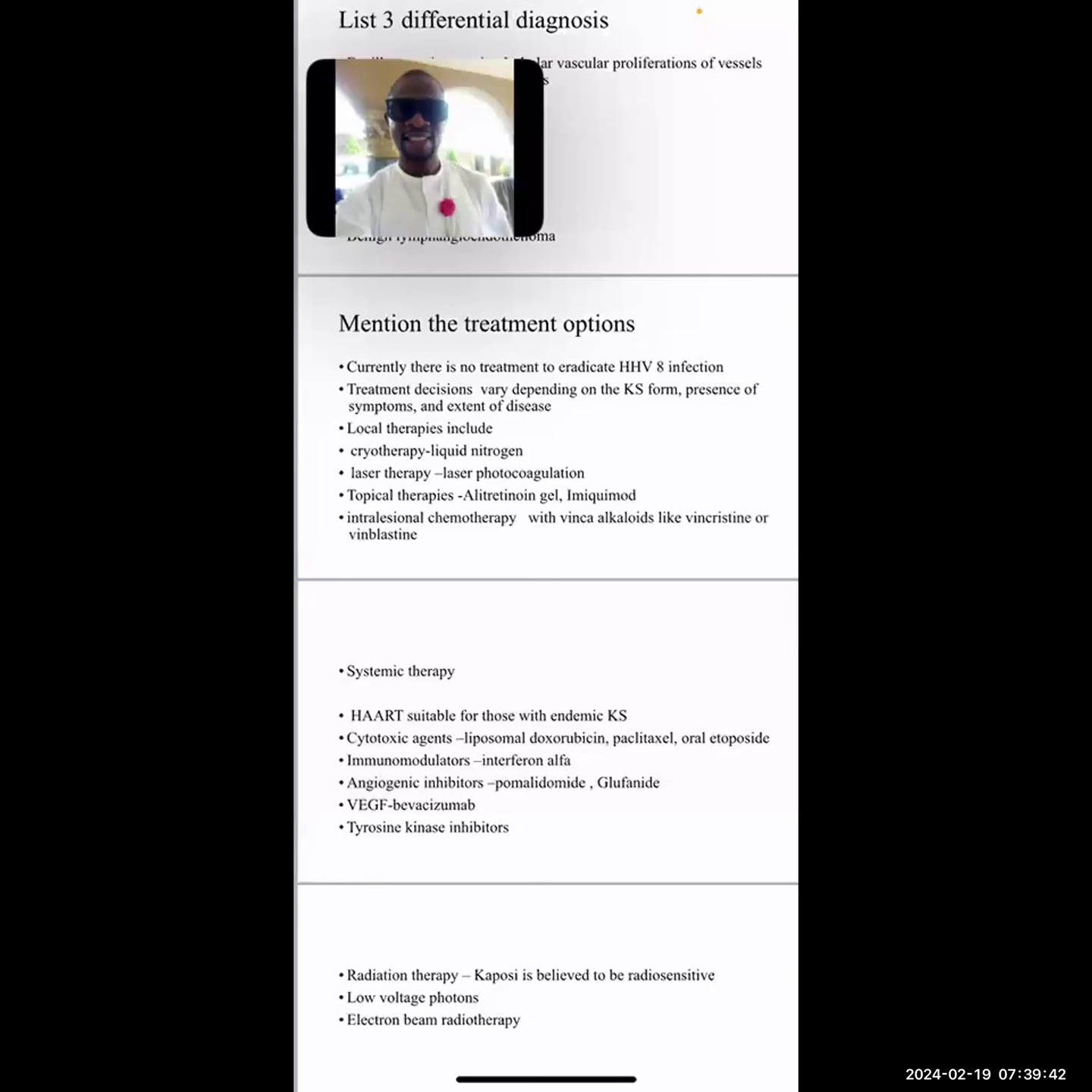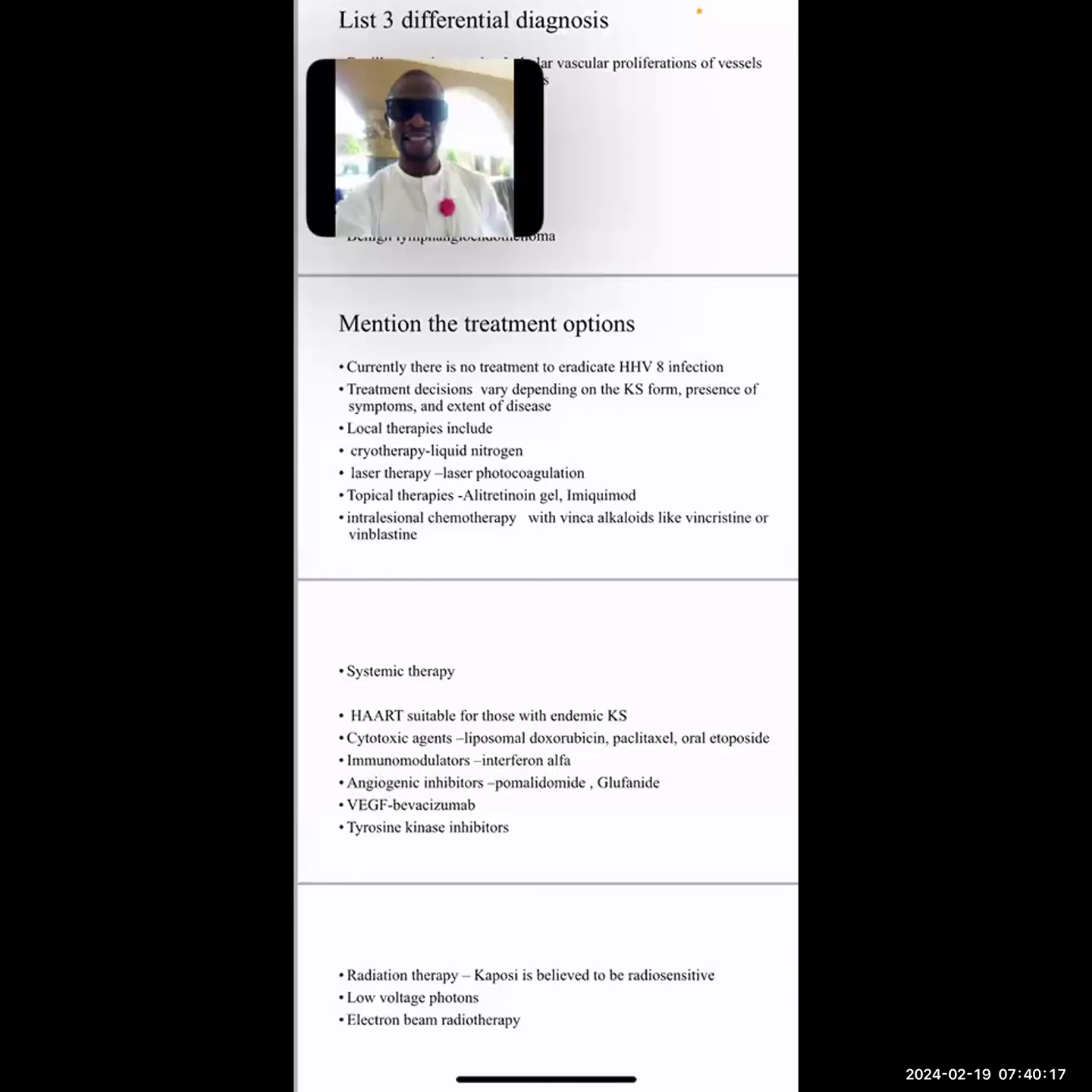You can also use immunomodulators. It's believed to be highly angiogenic, and so angiogenic inhibitors are used. Recently, pomalidomide was approved for the use of patients who have Kaposi sarcoma. Other ones are the vascular endothelial growth factor inhibitors. That's bevacizumab, which can also be used. Then tyrosine kinase inhibitors have also been tried, but not necessarily with very good success rates.